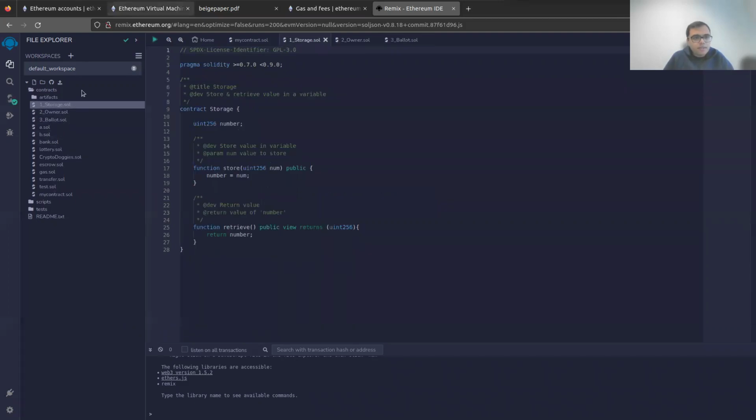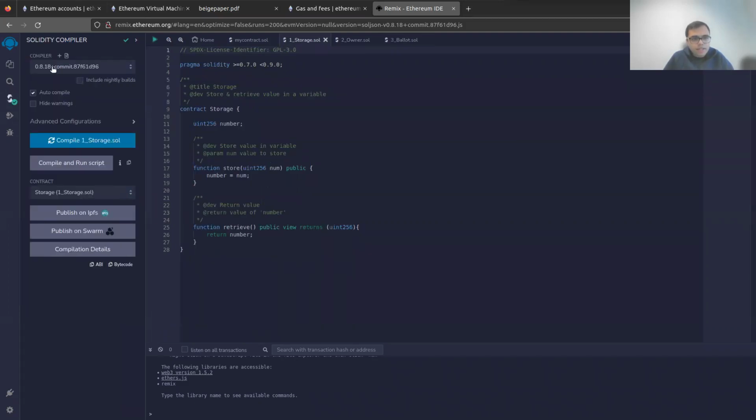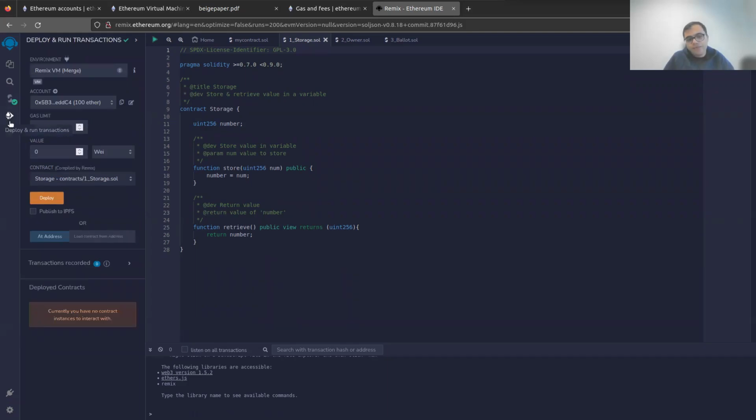Now, the good thing about Remix is that it already has a compiler here. It compiles everything that you write. And it also has a virtualized blockchain. So it has a virtual machine where you can run your contracts, and you can give them tests and work with them. But this is not an actual blockchain. It's just virtualizing a blockchain. So in some aspects, this is very different from what actually happens on the blockchain, because there is no mining here. It's just simulating the miners for you.